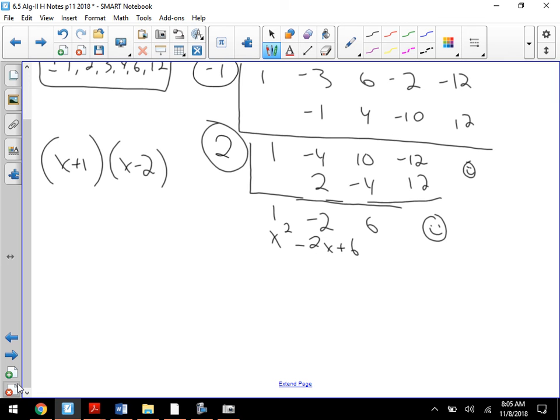Okay? So if we use the quadratic formula, we get the opposite of b, which is what? 2 plus or minus the square root of 4 minus 4 times 1 times 6, all over 2a. What's 4 minus 24? Negative 20. What's the square root of negative 20, sir? You don't know.